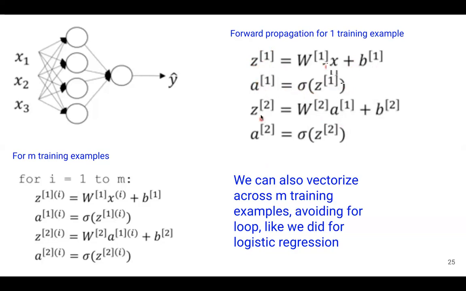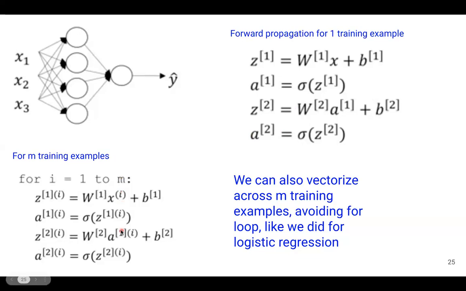And then in the next layer, you compute Z2. That will be W2 A1 plus B2. And then you apply sigmoid or any activation on Z2 and you get A2. And A2 is Y hat. Once you have obtained A2, you are ready to compute the loss.